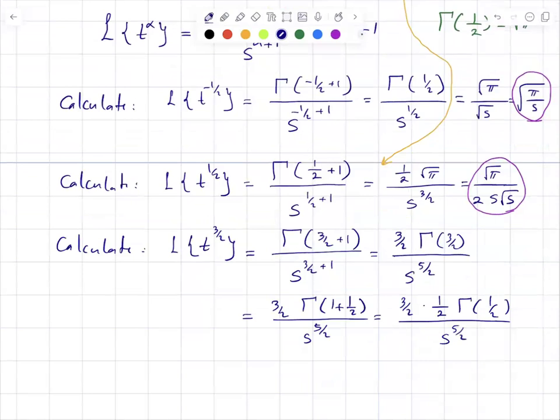Well, we already calculated the gamma of a half plus 1. This is square root of pi divided by 2. So this can be written as 3 halves times square root of pi divided by 2, or 3 times square root of pi divided by 4 times s to power 5 over 2.